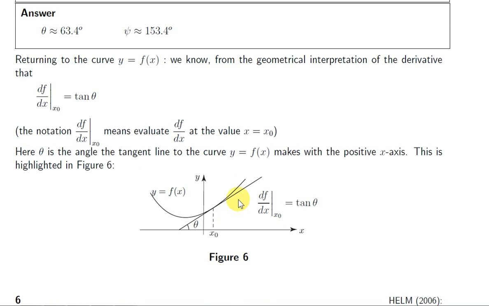Now here's the general picture. So we have a general function of x, and here's the tangent line to the curve at x naught, and here's the angle theta the line makes with the positive x-axis, so the derivative of the function at x naught is tan of theta. That's the slope of the line.